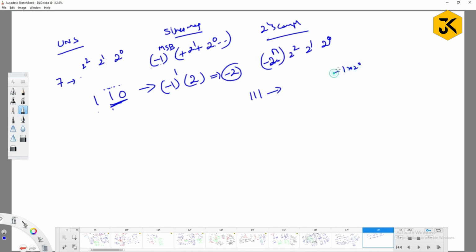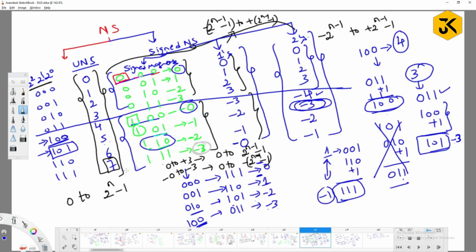What is the meaning of this one? 1 into 2 power 0 plus 1 into 2 power 1 plus 1 into minus 2 power n, which means minus 2 square, the normal n value only, right? So then what is going to happen? Minus 4 plus 3, which is equal to minus 1. Is triple one equal to minus 1 or not?